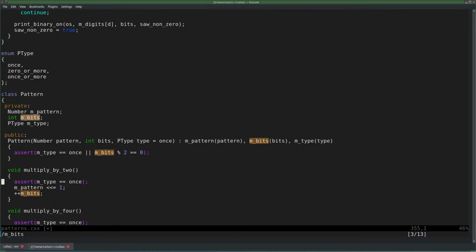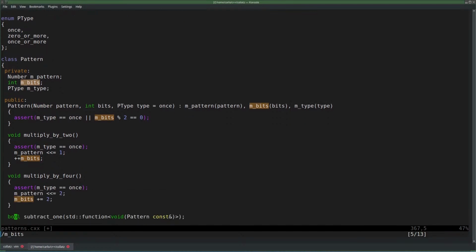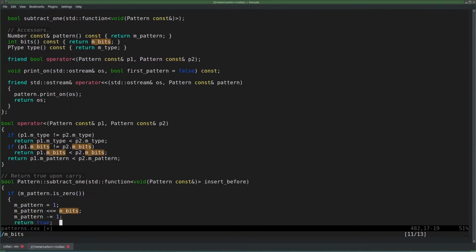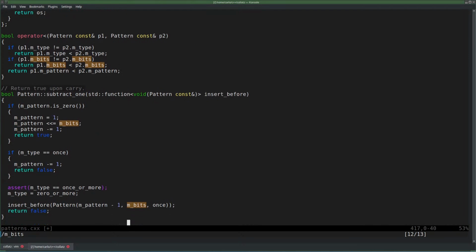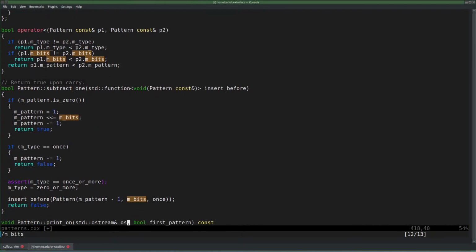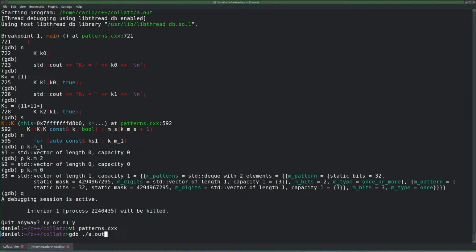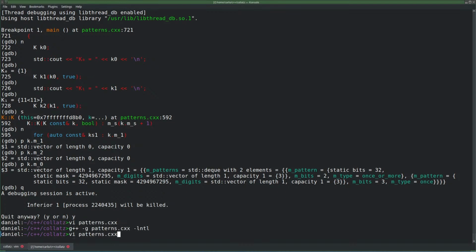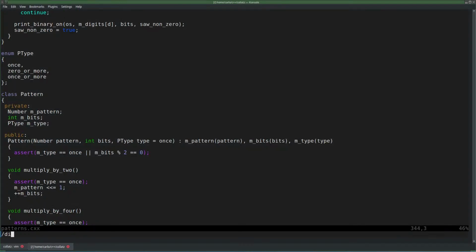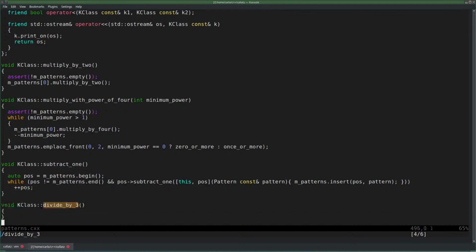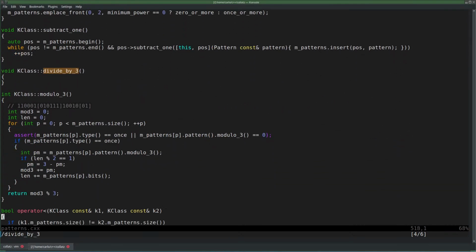In this case the type is ones, so incrementing m bits is okay. And here we add 2, so nothing changes there. And it just returns m bits, and here we do nothing with m bits. Just shift m bits. Create the same thing. I guess that's it. Yeah, okay, I was going to implement divide by 3. The last function.